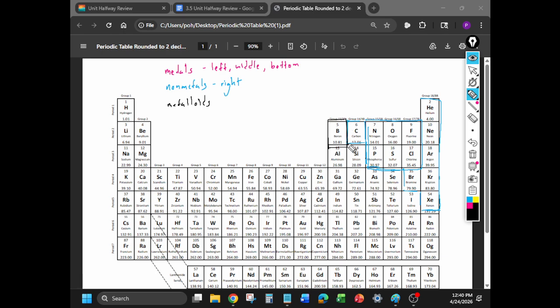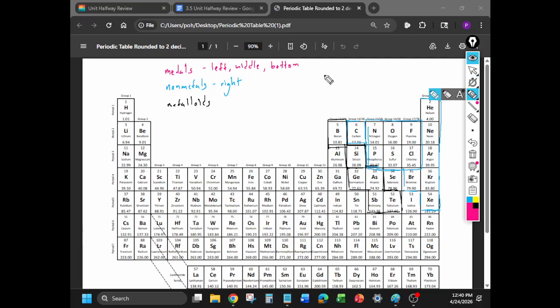But it's basically this little staircase that separates the metals and the non-metals. It's going to be like right here. But again, you guys don't need to be very aware of the metalloids. All right, so those are the 3 types of elements on the periodic table.